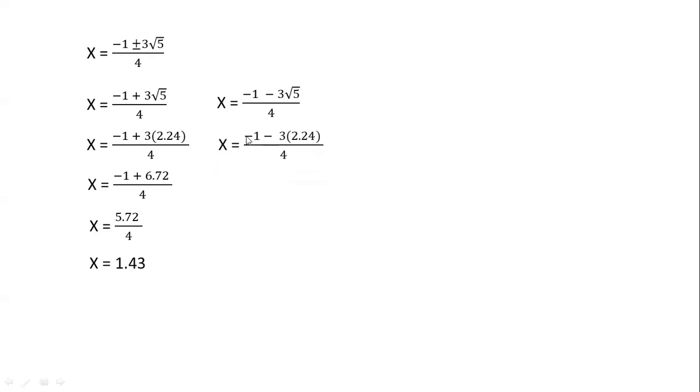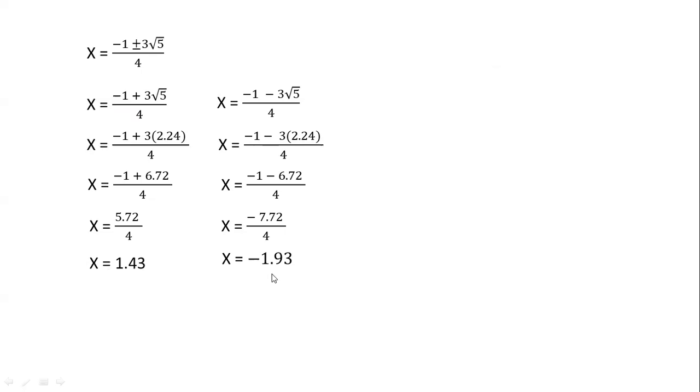Again, same values. Minus 1 minus 3 into 2.24 upon 4. Multiply it, you'll get minus 1 minus 6.72. Both are negative, they should add up. It will become minus 7.72 divided by 4. When you divide it, x is equal to minus 1.93. So you get two values here. Because it's a cubic polynomial, you are supposed to get three values of x. So this is one where in the beginning we got x is equal to 1 by 2. Previously, if you remember. And now we are getting two more values.